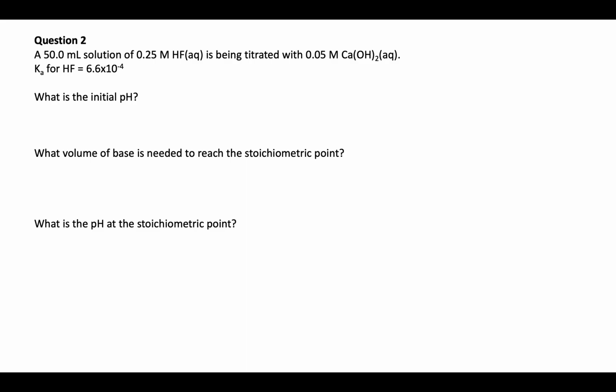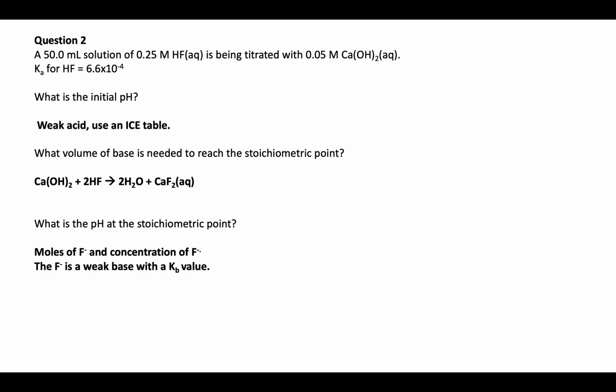This one's involving a titration. I see HF, which is a weak acid with a Ka value listed, and I'm titrating it with calcium hydroxide, which would be a strong base. So I'm thinking for the initial pH, I'd be using an ice table. When I'm thinking about the volume to reach the stoichiometric point, I need to have a balanced reaction.